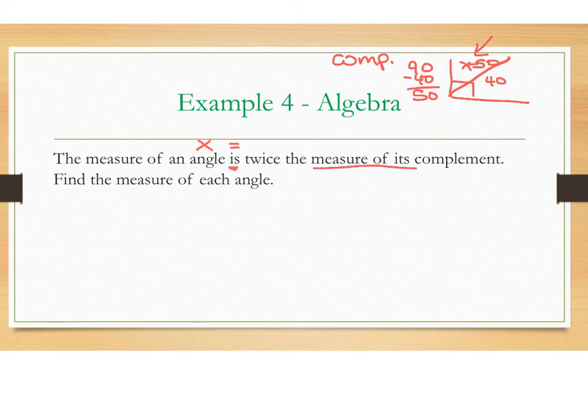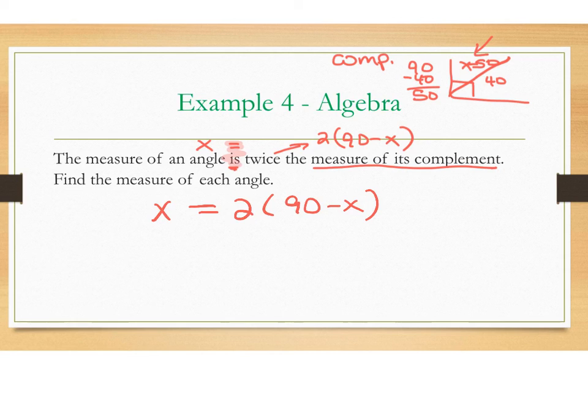The measure of its complement, so if the angle is x, I'm going to do 90 minus x to get the complement. And then it said it was twice that measure. So I'm going to do 2 times 90 minus x. And again, remember my word is here was my equal sign. So here's my equation. X equals 2 times 90 minus x.